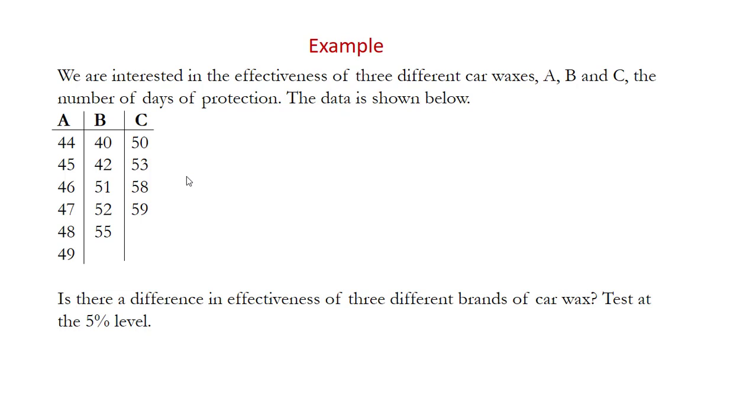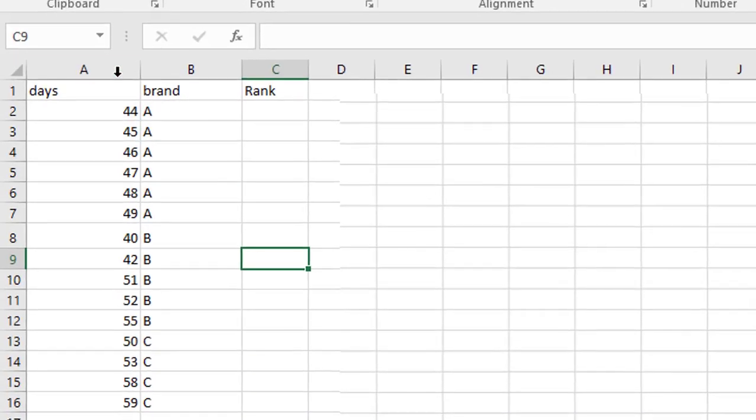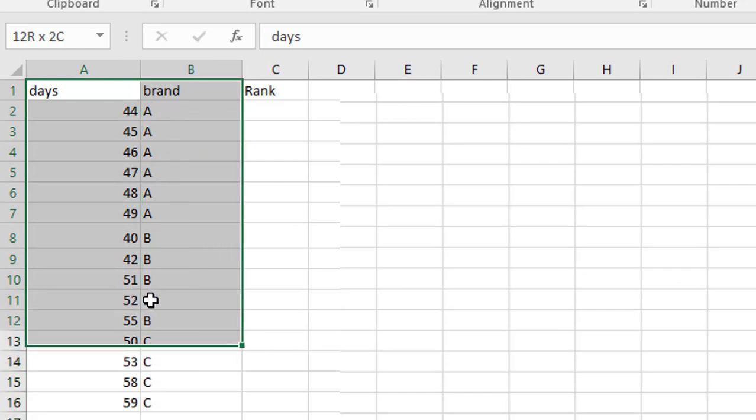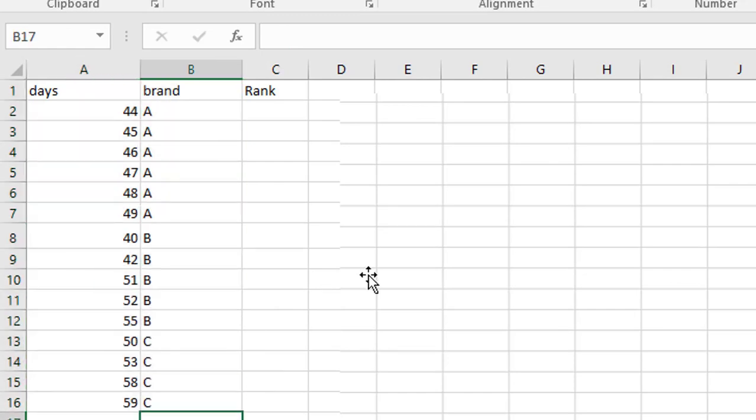For ease in calculations, I'll now switch to Excel to make the calculations much easier. So here is our data, it's not yet formatted, but it's as is. We just labeled the days and the brands accordingly. What we'll need to do now is rank from smallest to largest. In this case, 40 would have a rank of 1, the next highest would have a rank of 2, and so on.